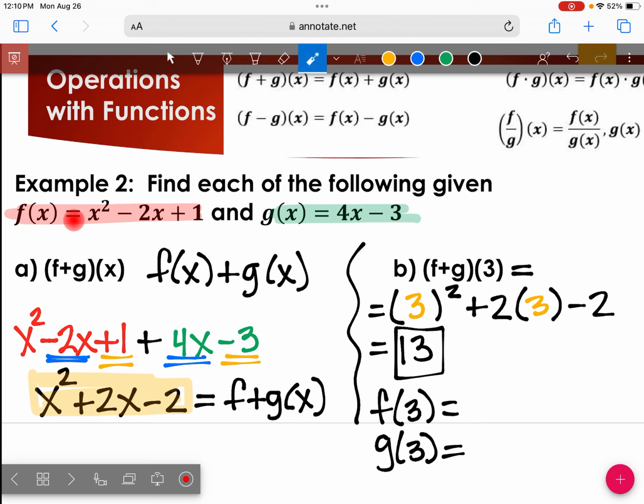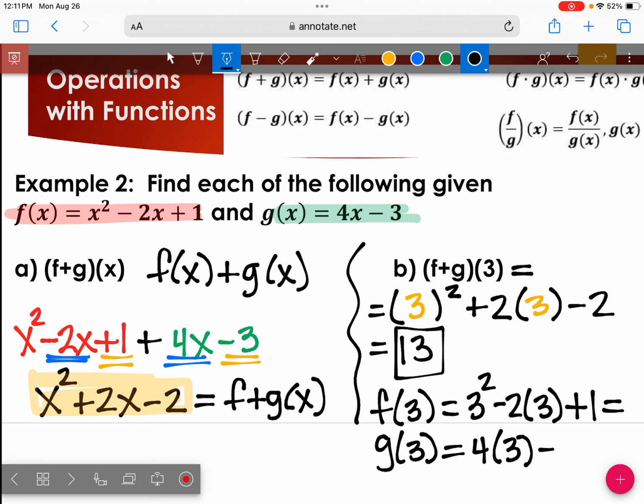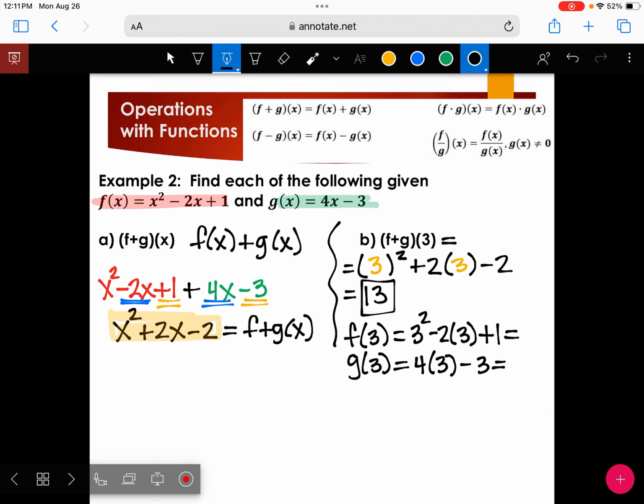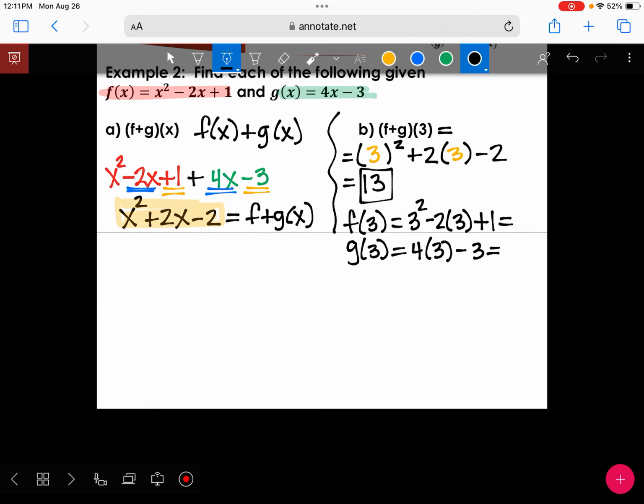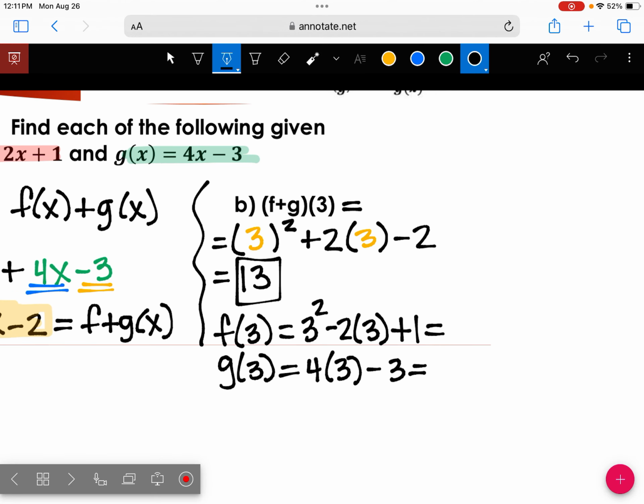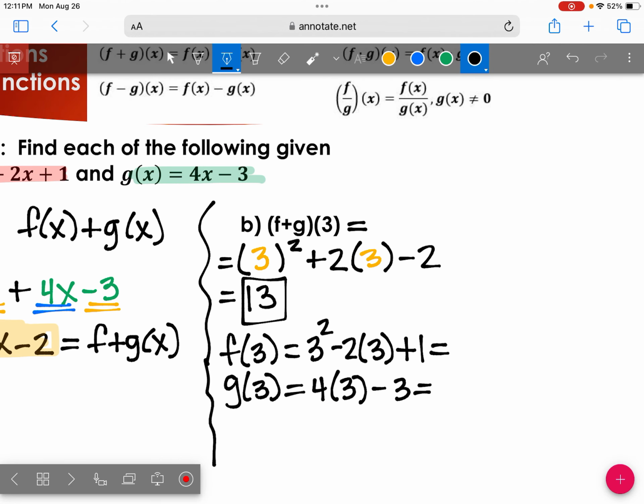Let's go back to this function here. I want you to put a 3 in this function and a 3 in this function. So if you put a 3 in this function, that would be 3 squared minus 2 times 3 plus 1. See what you get. And then also put it in your g function. So 3 squared minus 2 times 3.